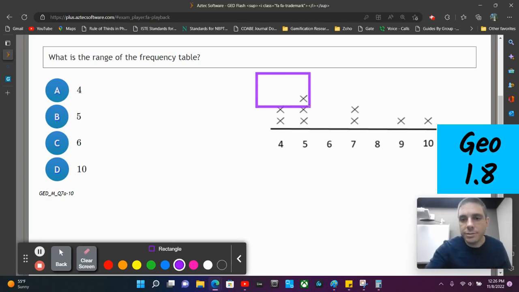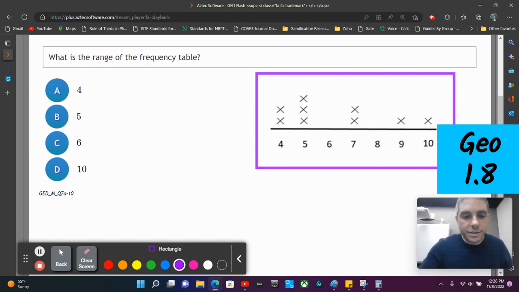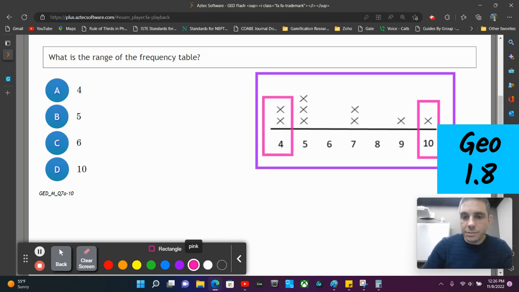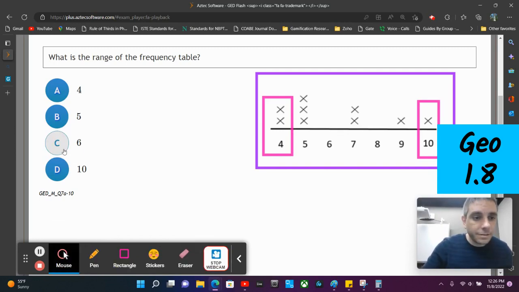So with this frequency table, we can see that there's an X above the number 10, which means that one of the numbers in the data set is 10. And there's 2 X's above the number 4, meaning 2 of the numbers in the data set are 4. It doesn't change the fact that 10 is the biggest number and 4 is the smallest number. So the range would be 10 minus 4, 6.